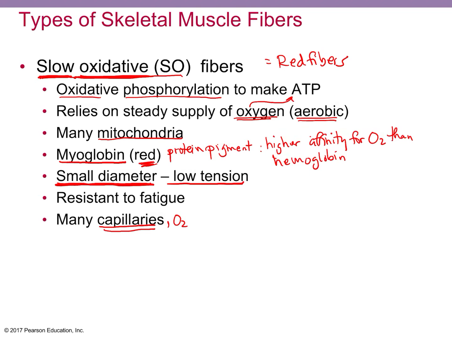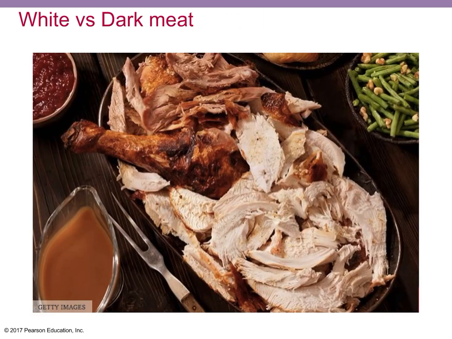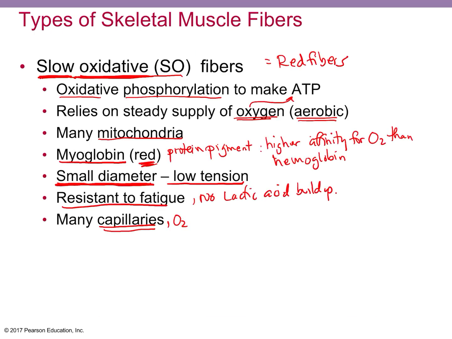However, because of the whole process of relying on oxygen, it's resistant to fatigue, so we're not going to have lactic acid buildup, right? And it produces a lot of ATP, so as long as you have oxygen to make that ATP, you can continue to work that muscle. It's going to be resistant to fatigue. All right, so let's look at the next type, which is fast. Let's do fast glycolytic first.